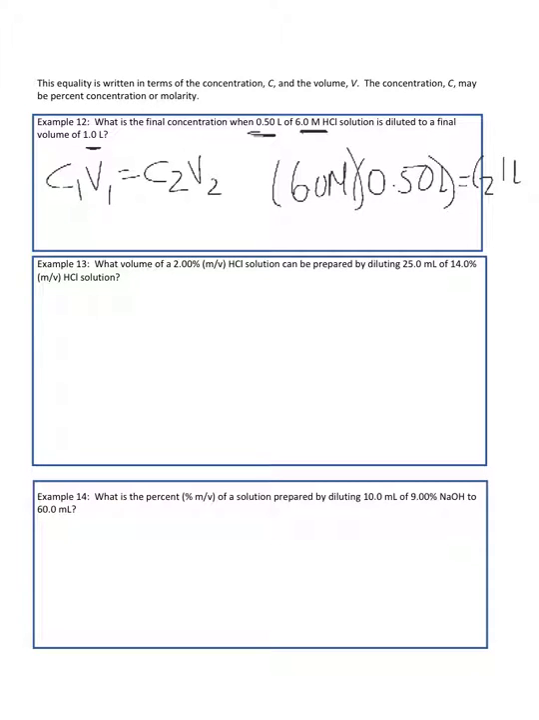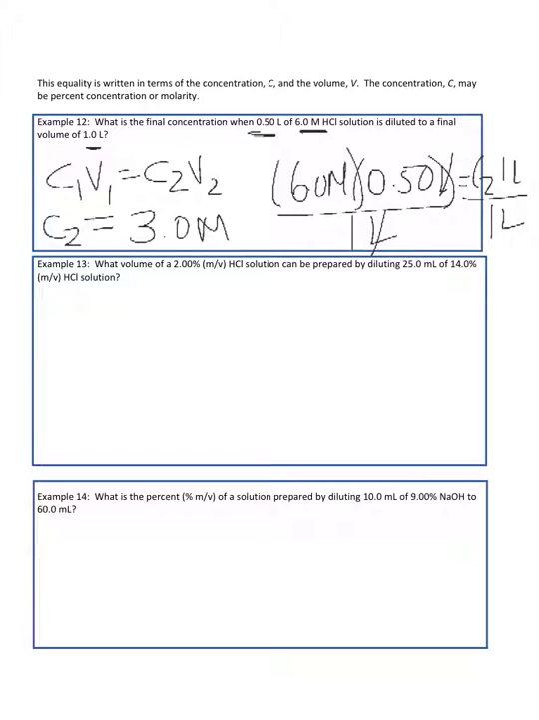Okay, to get rid of the 1 liter, we divide both sides by it, right? And our liters cancel, leaving us with a final unit of volume, which is good since we are solving for a concentration. So 6.0 times a half a liter, 0.5, divided by 1 is 3. So our new concentration is 3 molar, which makes sense. We started with a half a liter and we doubled that to a full liter. So it makes sense that our concentration was halved. Okay, let's look at another one.